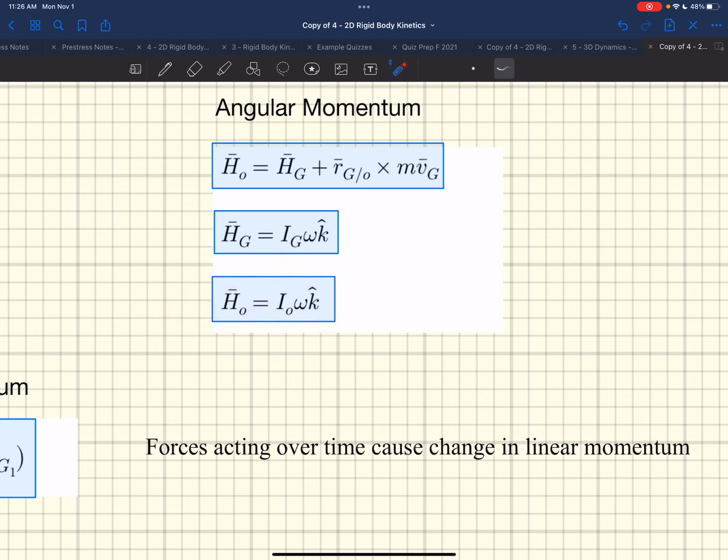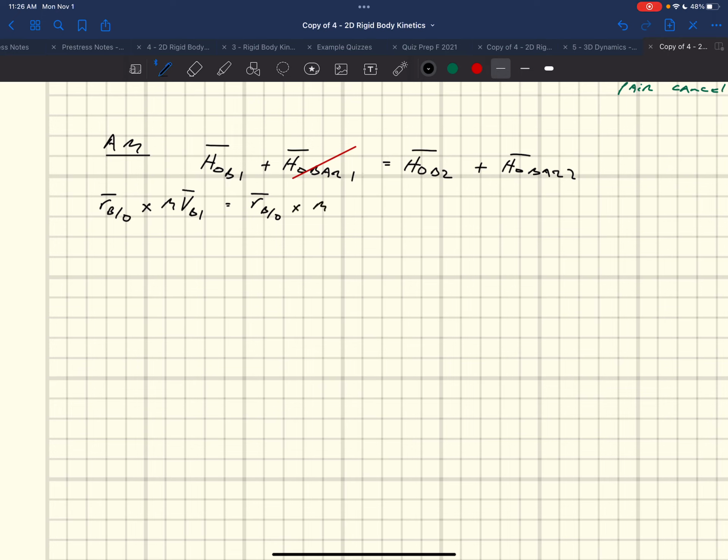H_O bar 1, like I said, is going to be R crossed m v_G. So this is R bullet as seen from point O, that's the moment arm, crossed with m v_B1, is equal to, again, that same moment arm, R_B as seen from O, crossed with m v_B2, how fast the bullet is going afterwards, plus now I have to add in the angular momentum of that bar that's rotating, which is I_O times omega bar. Okay, so that's all the components there.